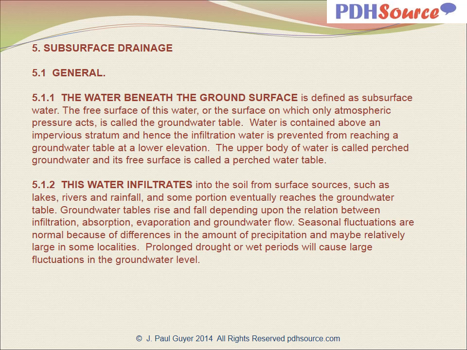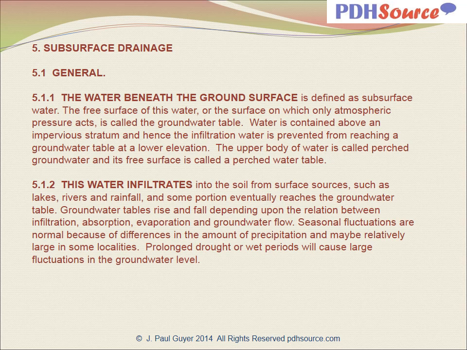Subsurface drainage is a consideration. The water beneath the ground surface is what is defined as subsurface water. The free surface of this water, or the surface on which only atmospheric pressure acts, is called the groundwater table. And water is contained above an impervious stratum, and hence the infiltration water is prevented from reaching a groundwater table at a lower elevation. The upper body of water is called perched groundwater, and its surface is called a perched water table. This water infiltrates into the soil from surface sources such as lakes, rivers, and rainfall, and some portion eventually reaches the groundwater table.